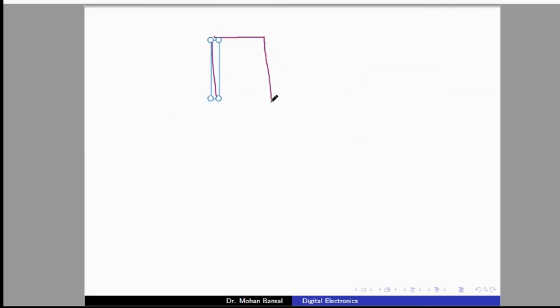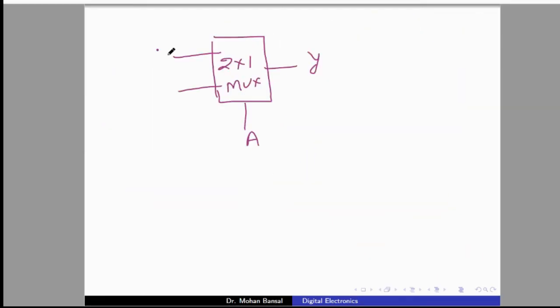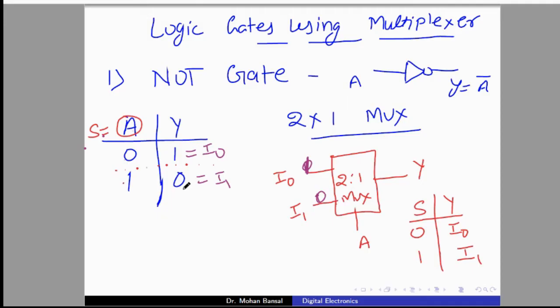So we got the 2 is to 1 multiplexer. Slack line is A, output is Y, inputs are I0 is 1 and I1 is 0. Here we can see I0 is 1 and I1 is 0. So we are writing here.